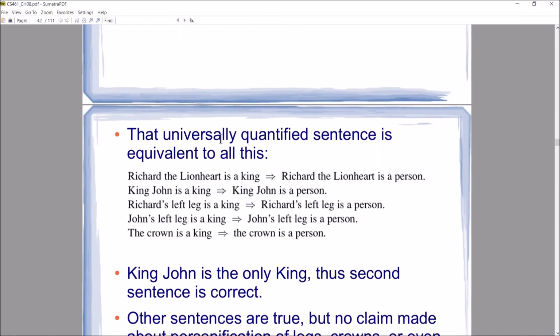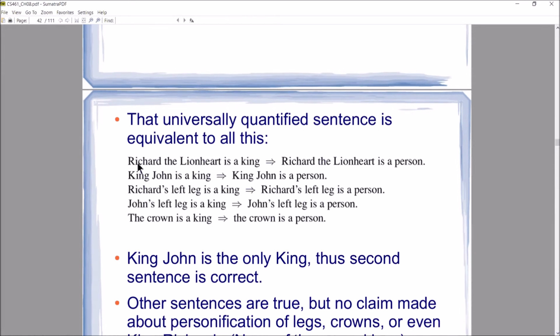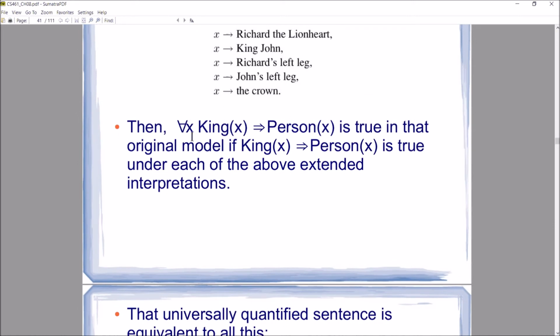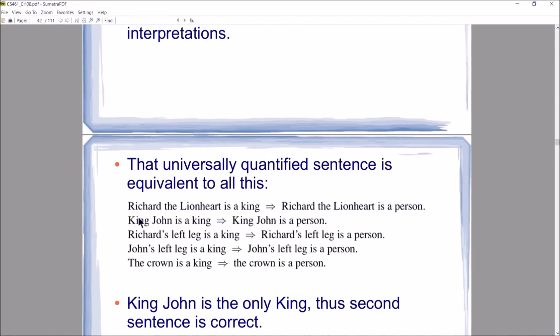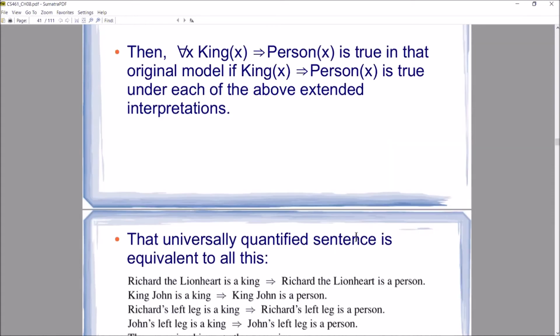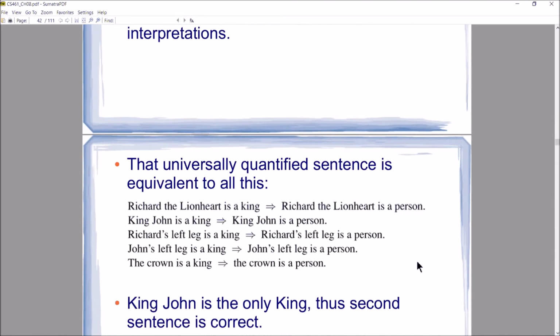So that one universally quantified sentence, it's equivalent to all of this. Right? Rather than having to write out 5 different sentences, we can write this one sentence. And if we plug in each of these objects for x, then we get these 5 sentences. Richard the Lionheart is a king, implies Richard the Lionheart is a person. King John is a king, implies King John is a person. Richard's left leg is a king, implies Richard's left leg is a person. So this one sentence represents all of this under the interpretation.